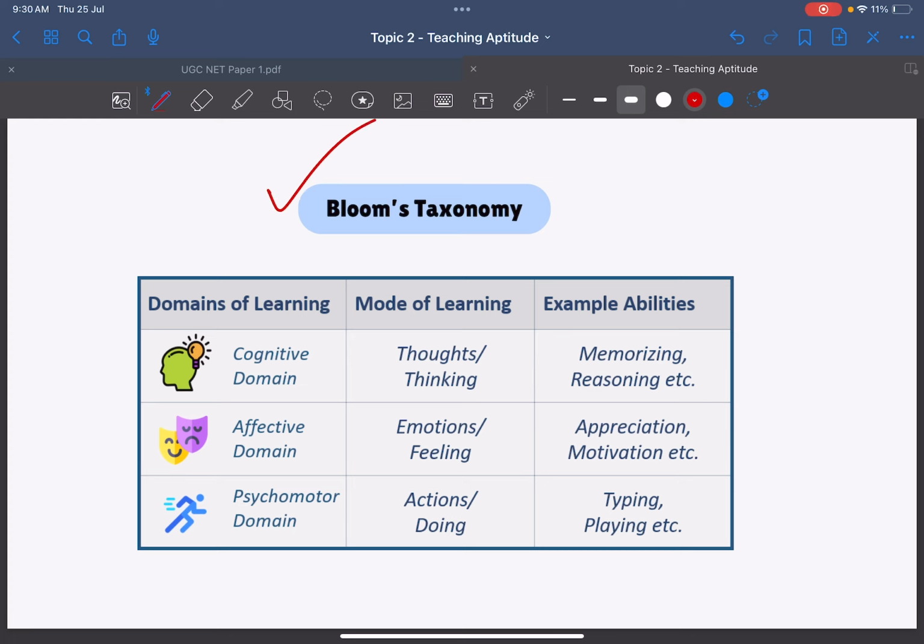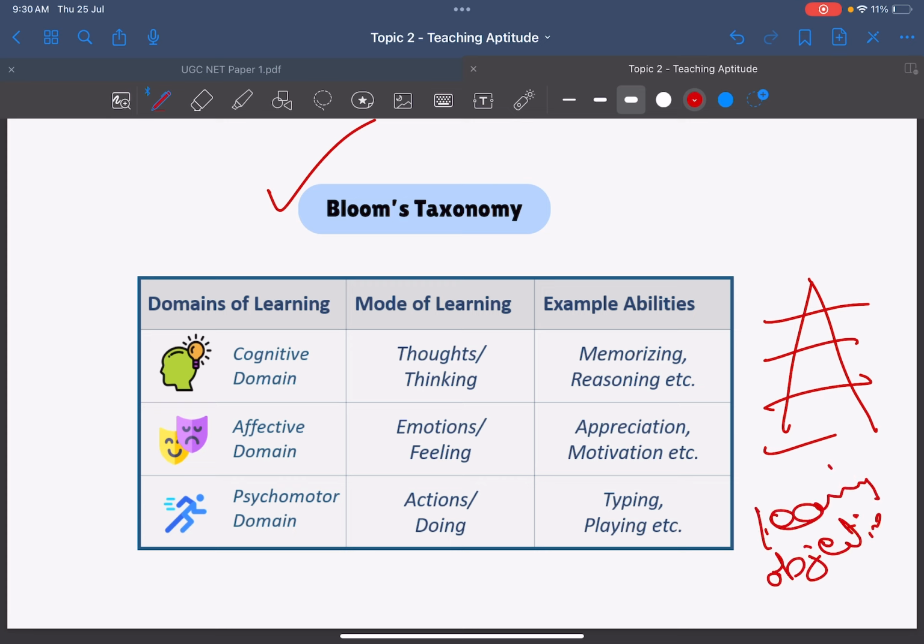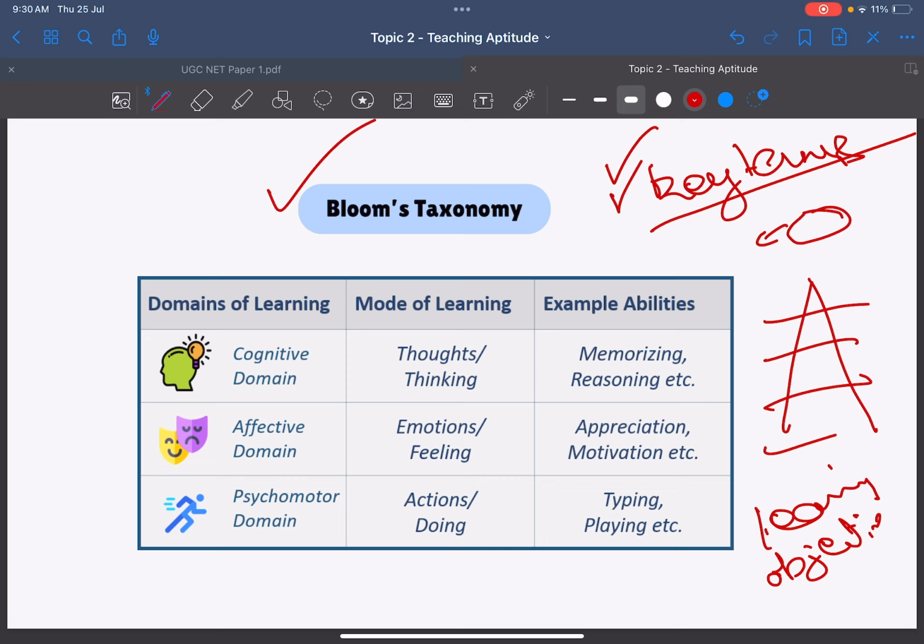Bloom's taxonomy is basically a hierarchical framework which helps us to classify learning and instructional objectives. Be very wary of the key terms. NTA loves playing with key terms. They'll just take a particular term and then ask you a question based on that term. So whenever you're studying, your key terms should be completely clear to you. Then figuring out tricky questions will be super easy.